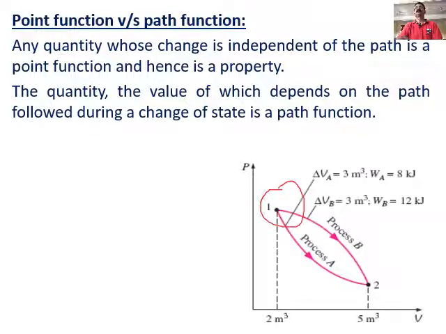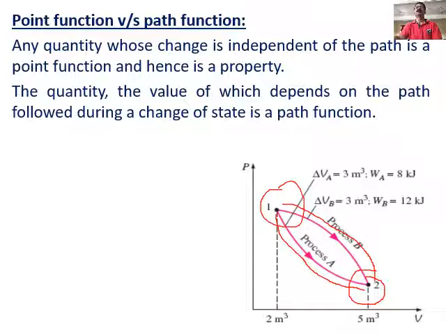Now you can see here state 1 and state 2 in this diagram. This is state 1, this is state 2. Now there are two processes which lead from state 1 to state 2. If you move along this process A, that is 1A2, that brings the system to state 2. If you move along this path, that is 1B2, then also the system changes its state from state 1 to state 2.